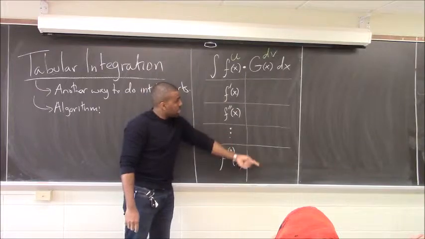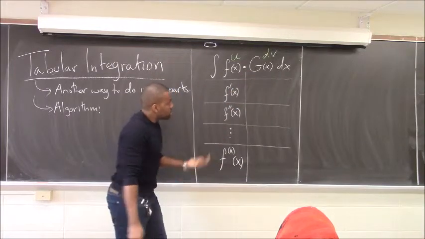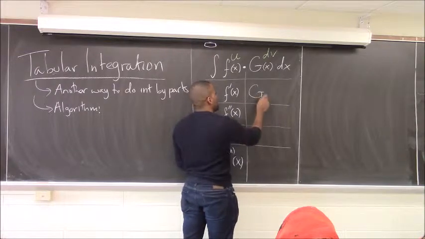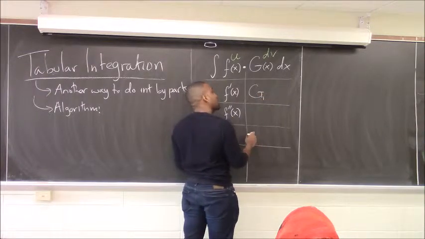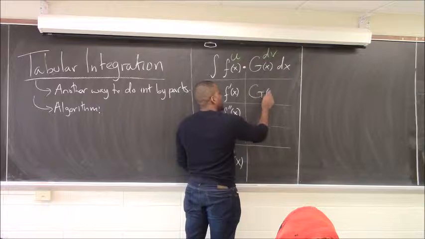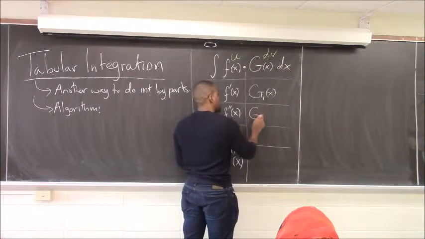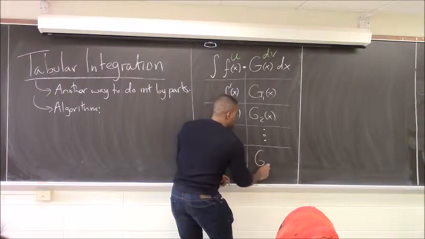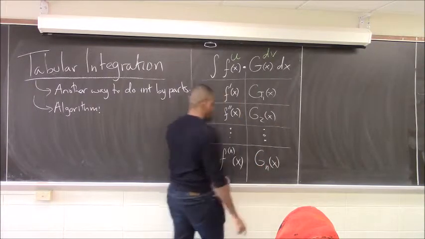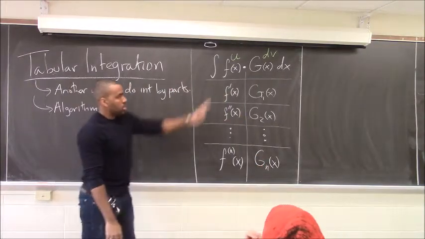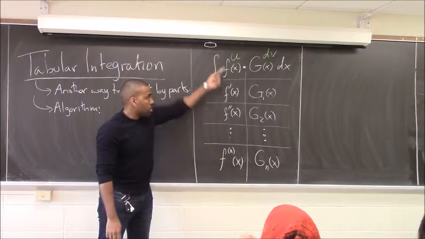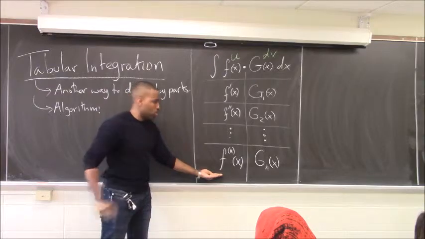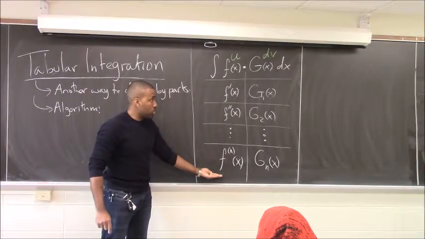In this column, you're going to keep integrating the g. So I don't really know of a nice shorthand notation for that. Let me put a subscript. So that's the first antiderivative. Then take the antiderivative of that, second antiderivative, keep going until I get to the nth antiderivative. Okay? So you set up the table with the u and the dv, keep differentiating, keep integrating until you get to the opportune moment. I'll tell you how to know the opportune moment.